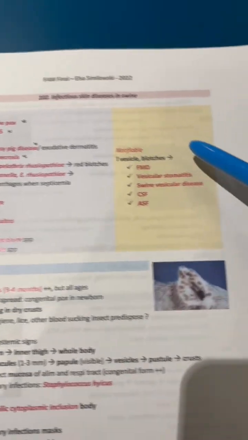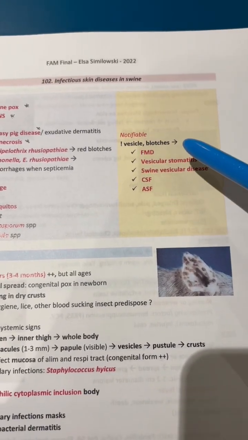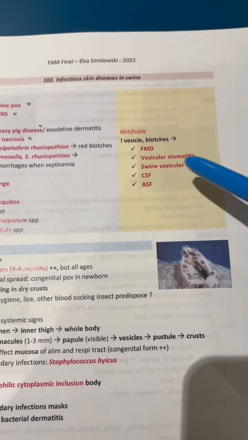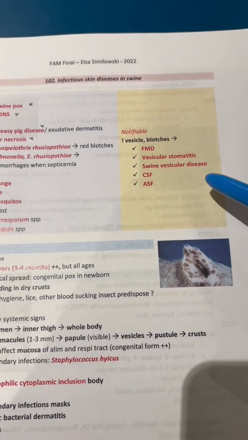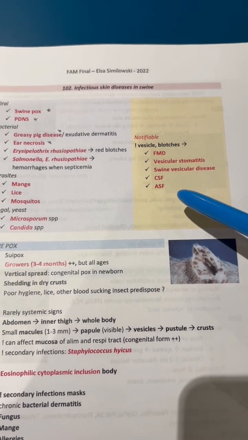The notifiable diseases which cause vesicles and blotches are foot and mouth disease, vesicular stomatitis, swine vesicular disease, classical swine fever, and African swine fever.